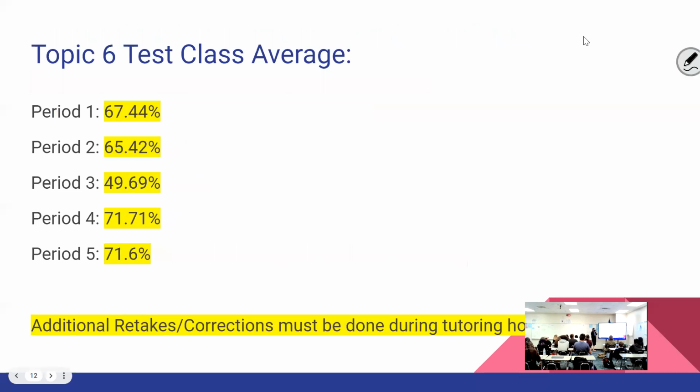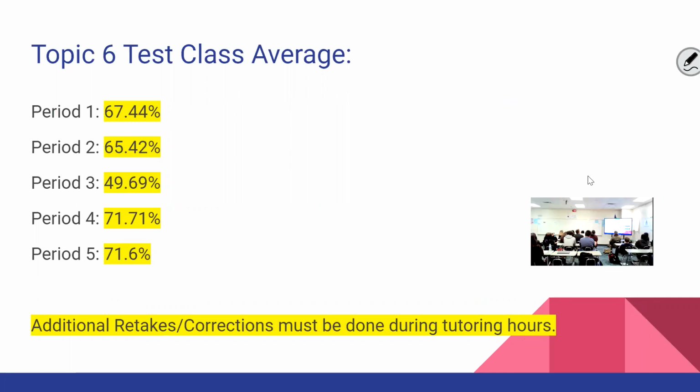All right. A couple other things I wanted to show you guys: we took the topic 6 test last week, or at least the retake for it. And those have all been entered in the gradebook. And here are the class averages for the test. Period 3 is my outlier class, right? Theirs is pretty low. But for the rest of them, it's anywhere from 65% to almost 72%. So you guys so far have the highest class average for the test, which is really great. This is the highest it's been in years.